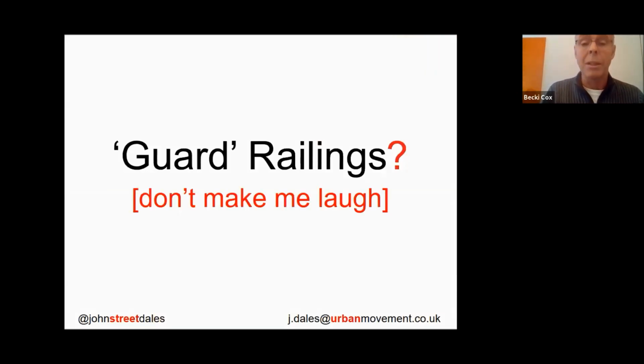Guard railings, don't make me laugh. We call them guard railings. They're really pedestrian coercion railings. Let's be honest about that. The idea is we're protecting pedestrians, but normally it's basically to make pedestrians cross where our junction traffic models say that they should, or a very easy thing to throw in because it's dirt cheap, if someone has got knocked down and the council needs to be seen to do something.